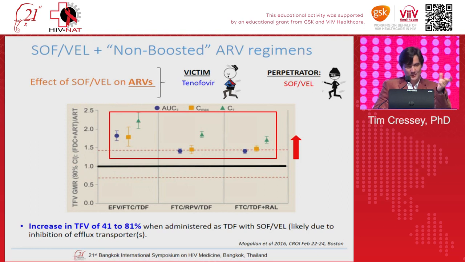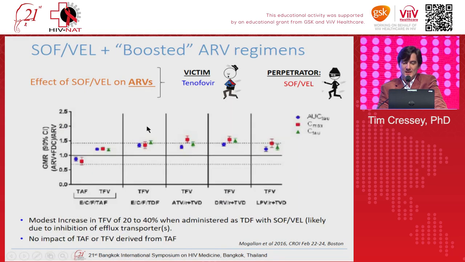So it's sort of a double interaction. You have this decrease with VEL and with the efavirenz, but at the same time, it's increasing the tenofovir. So this is an interesting regimen and you have to think about these interactions. I think SOF-VEL with efavirenz is not recommended, but with tenofovir, it's perhaps still okay, but maybe close monitoring is needed.